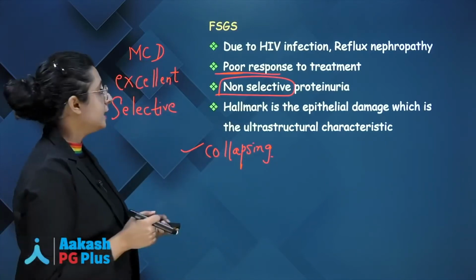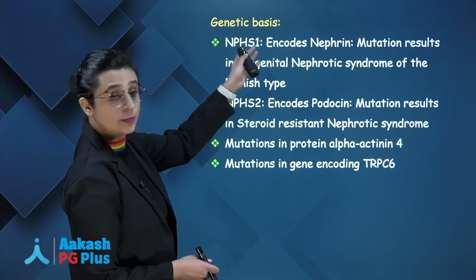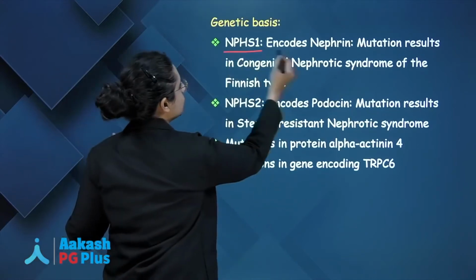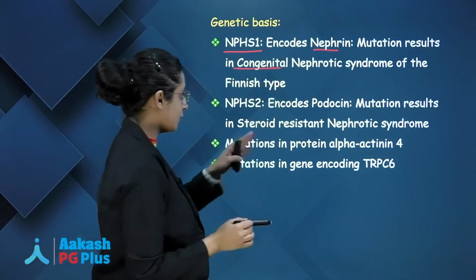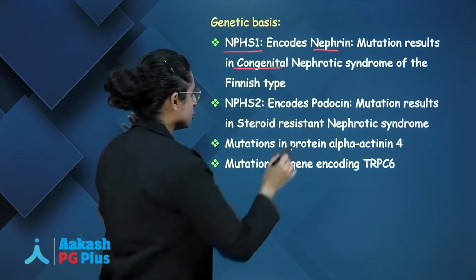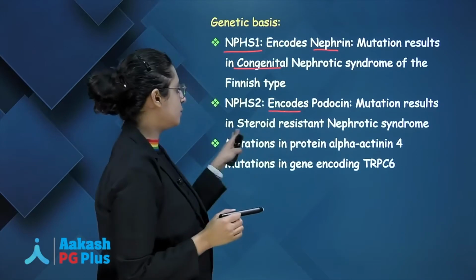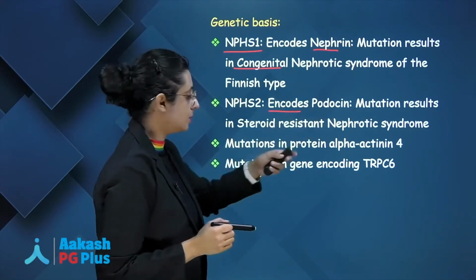Let's just focus on the images. Looking at the genetic basis, NPHS1 encodes nephrin and is responsible for congenital nephrotic syndrome of Finnish type, whereas NPHS2 encodes podocin and is responsible for steroid resistant nephrotic syndrome.